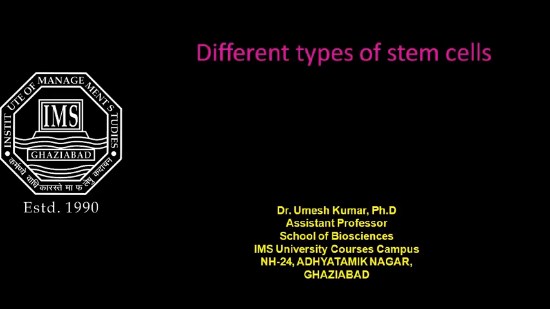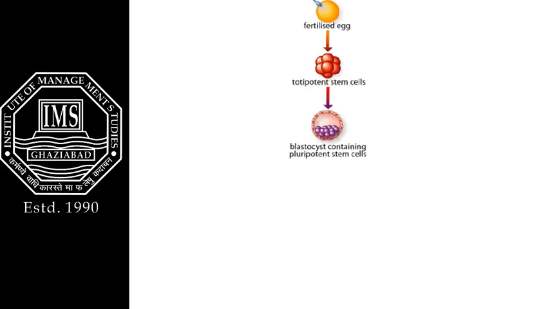Hello everyone. Now we will discuss the different types of stem cells. This diagram will eventually show the entire range of development from fertilized egg to mature cell types in the body.